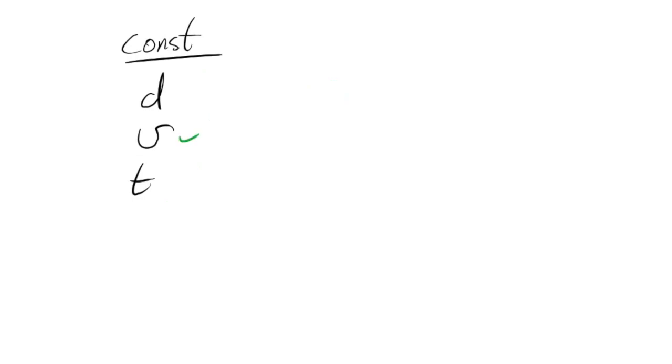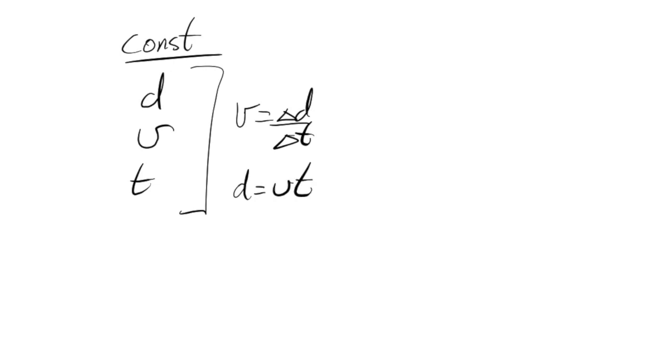That means if you have v and t, you can solve for d. If you have d and t, you can solve for v. And if you have d and v, you can solve for t. For constant motion, we only have one formula, and that is v is equal to delta d over delta t, or the variants d is equal to vt, which is really delta d is equal to v delta t, and t is equal to d over v. Technically, delta t is equal to delta d over v, and so on.